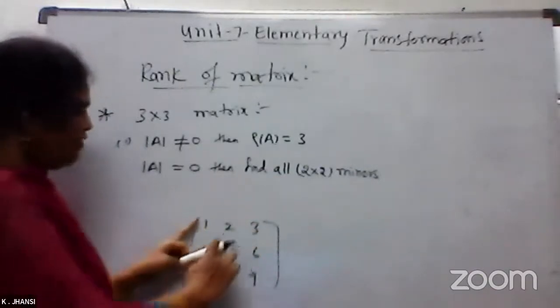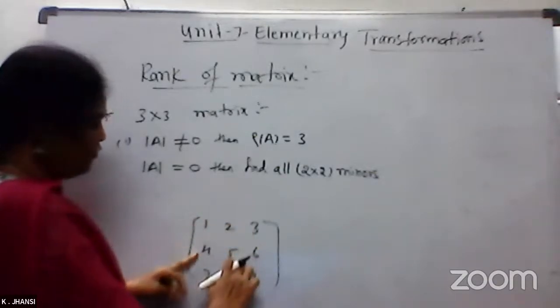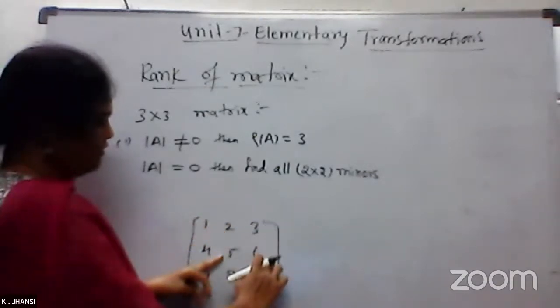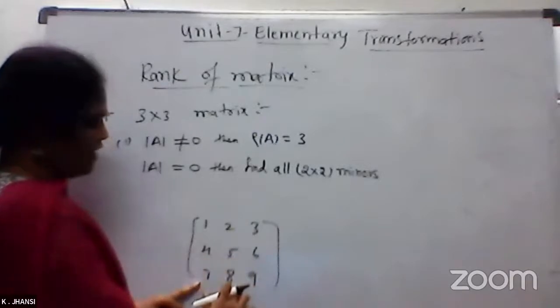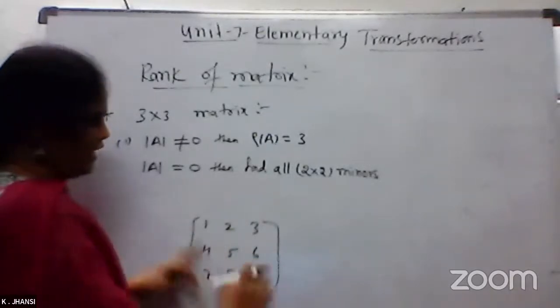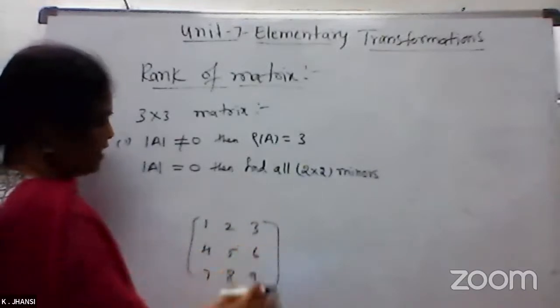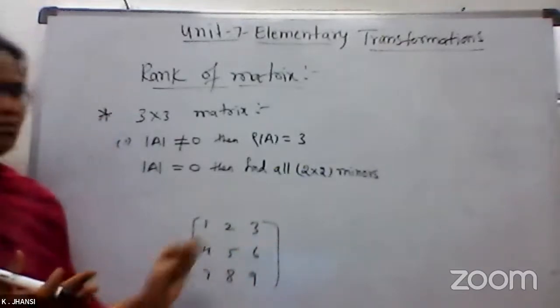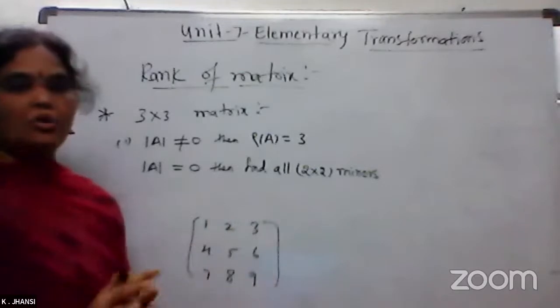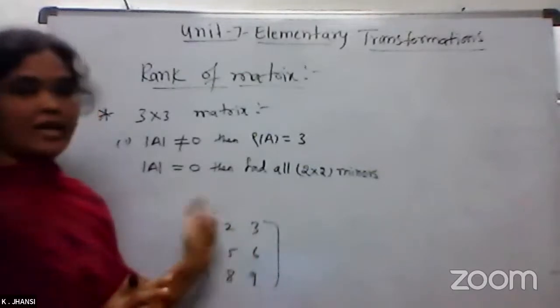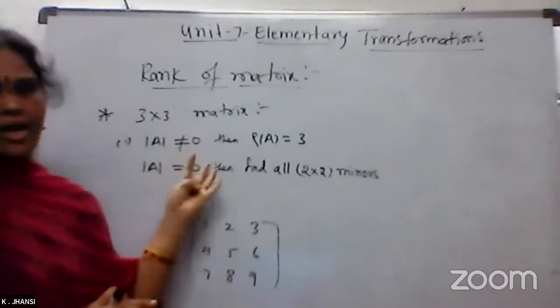Here a 2 by 2 minor is 1, 2, 4, 5, and here 2, 3, 5, 6. Next 4, 5, 7, 8, and 5, 6, 8, 9. Like that you can take this one and this one, and this one and this one. Any 2 by 2 matrix taken from the 3 by 3 matrix is called a minor of the matrix.